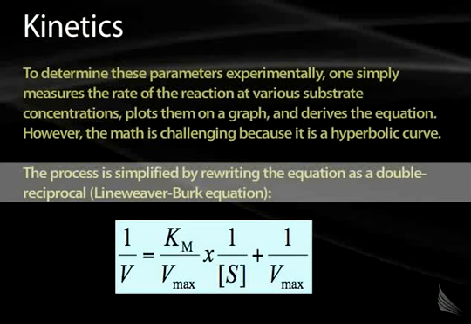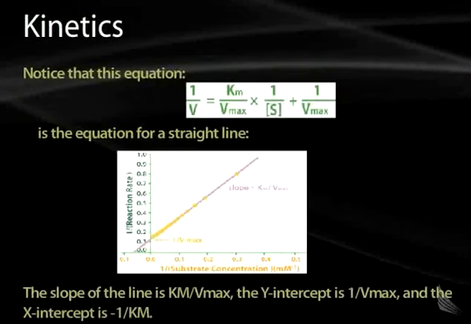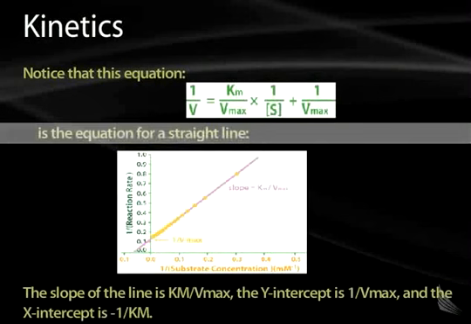Now what you'll notice about this is the equation for a straight line. You may be familiar with this equation from algebra as y equals mx plus b. Well, in this particular term, the y is 1 over v, the m is Km over Vmax, the x is 1 over the substrate concentration, and the b is 1 over Vmax. So if you plot out the rate at different substrate concentrations, what you get is a straight line, as shown in this particular graph here.